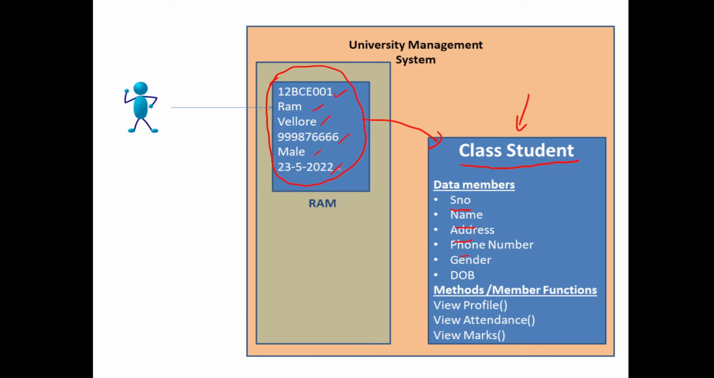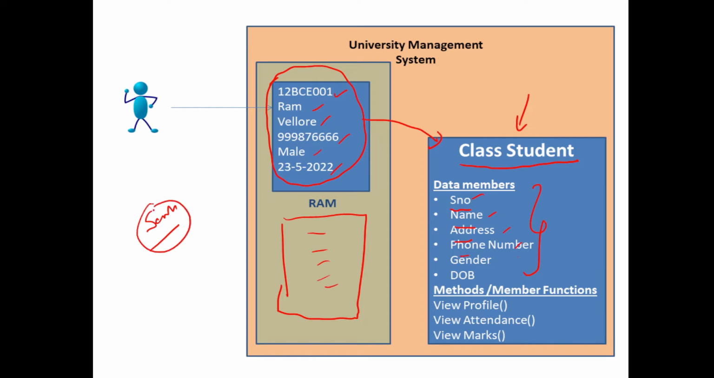If you want to allocate another student, say I have another student Sam, now the allocation again will happen. How much memory will be allocated? It depends on the data members you are defining. And then again, all these attributes will be allocated for this student called Sam. So I can maintain the data of every object in my RAM using the template.